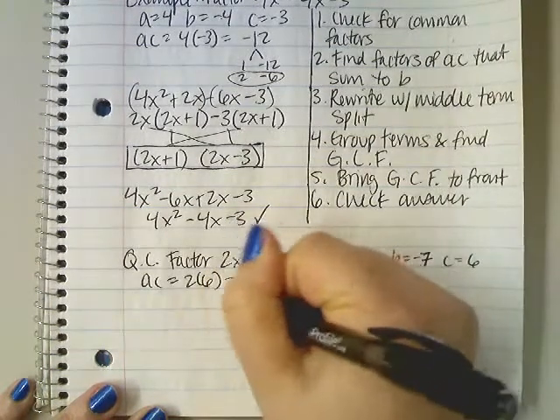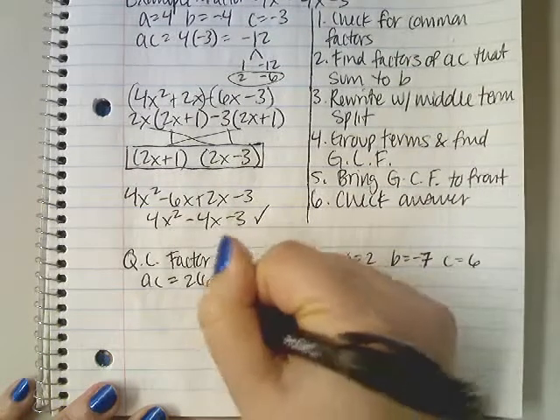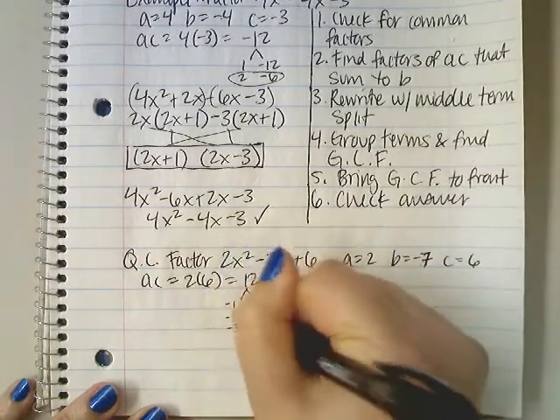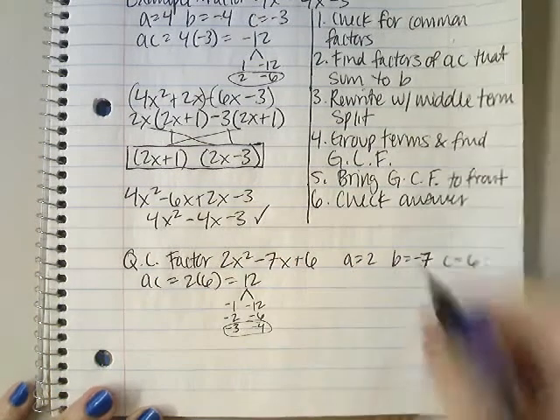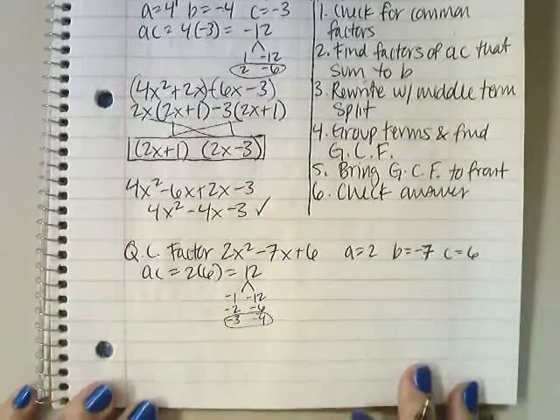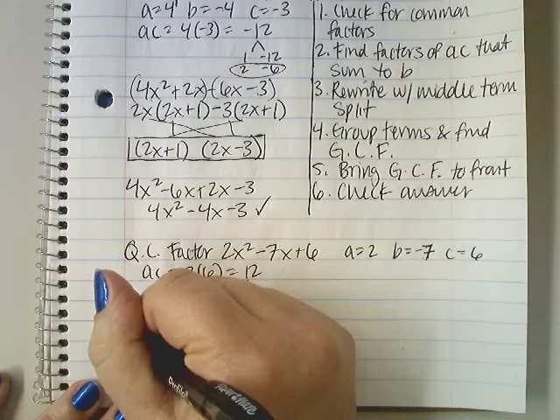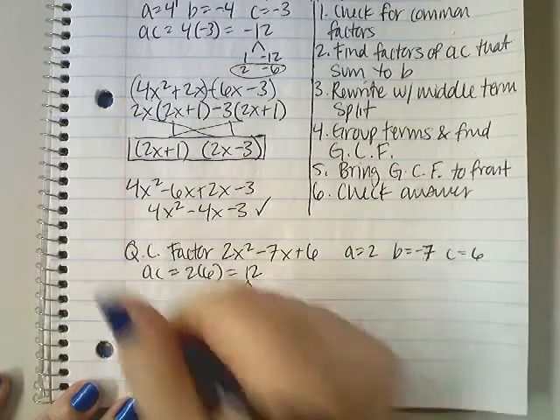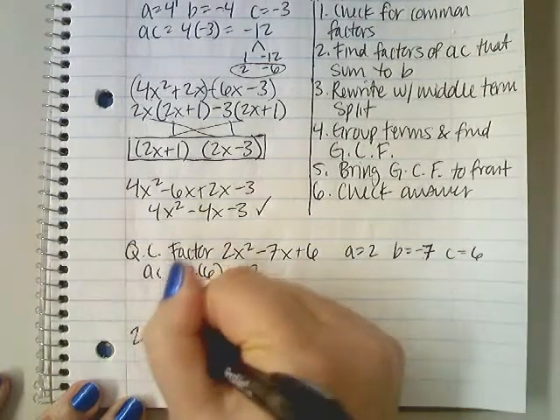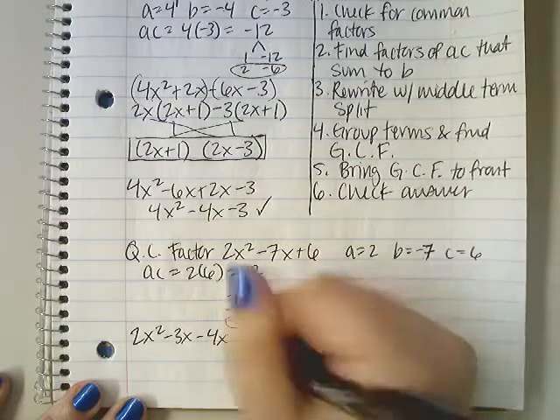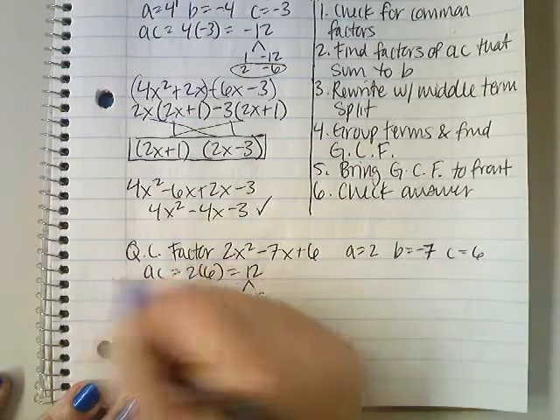So I could have negative 1 and negative 12, which does not work. Negative 2 and negative 6 does not work. Negative 3 and negative 4, those do add to negative 7. So those will be my two terms. So then I'm going to rewrite my quadratic expression with my middle term split into negative 3x and negative 4x plus 6. I group my terms.